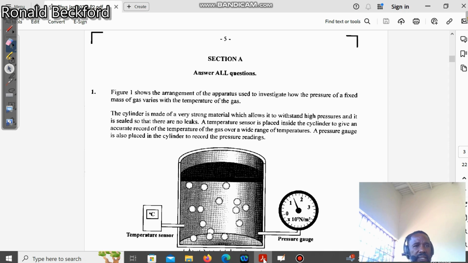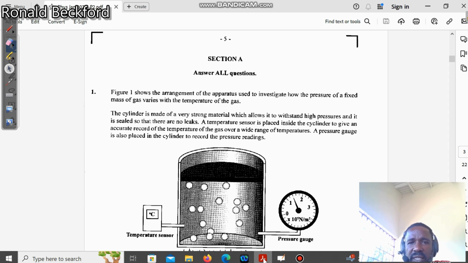CSEC Physics, and this is the January 2022 paper. Figure 1 shows the arrangement of the apparatus used to investigate how the pressure of a fixed mass of gas varies with the temperature of the gas. The cylinder is made of very strong material which allows it to withstand high pressure, and it is sealed so that there are no leaks.